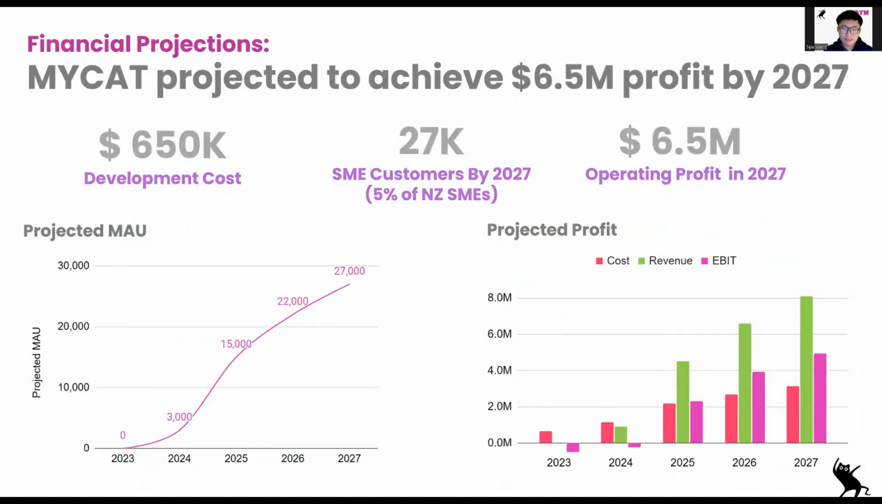Estimated development cost stands at $650,000 for a 6-month period. MyCat is projected to break even within 2 years. By the 4th year, MyCat is projected to capture 5% of the New Zealand SME market, equating to 27,000 customers, and generate a profit of $6,500,000. Our projections have accounted for the cost of cloud computation associated with large language models.